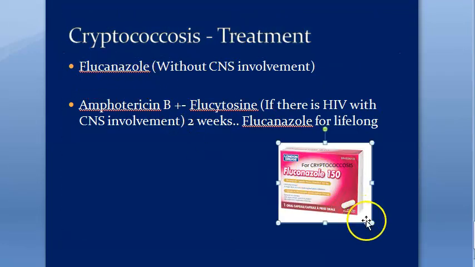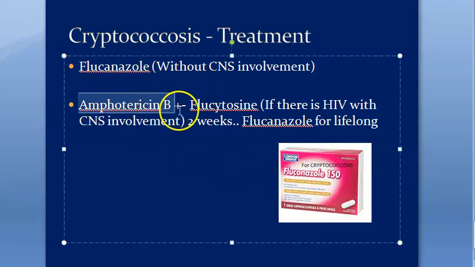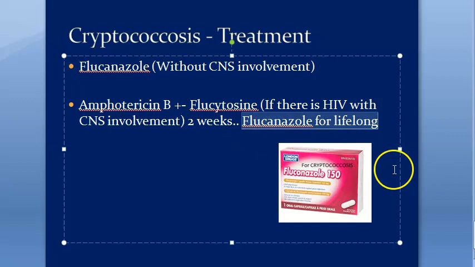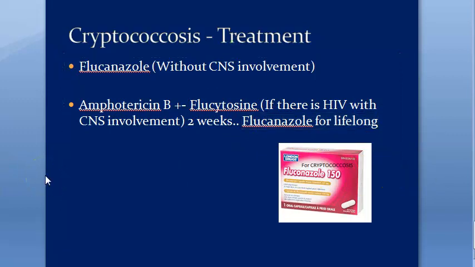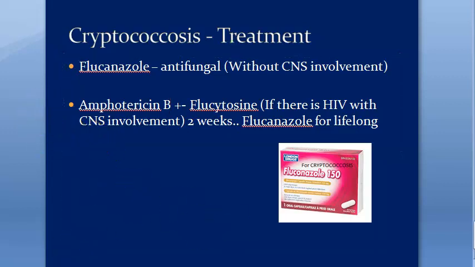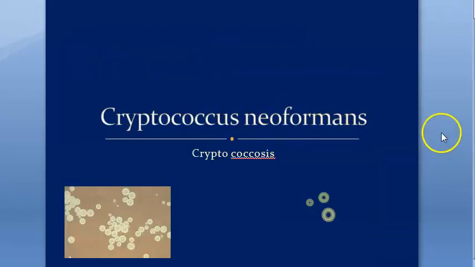Fluconazole. See here, fluconazole for Cryptococcus. We already wrote on it. Fluconazole you can give if there is no CNS involvement. If there is CNS involvement, if the person has HIV, then you can give amphotericin B plus or minus flucytosine, and that's only for 2 weeks. After that, you have to give fluconazole lifelong. Poor guy, how much he has to take? This fluconazole, amphotericin B are all what? Antifungal, correct? So let's take a quick recap of what we have seen in Cryptococcus neoformans.